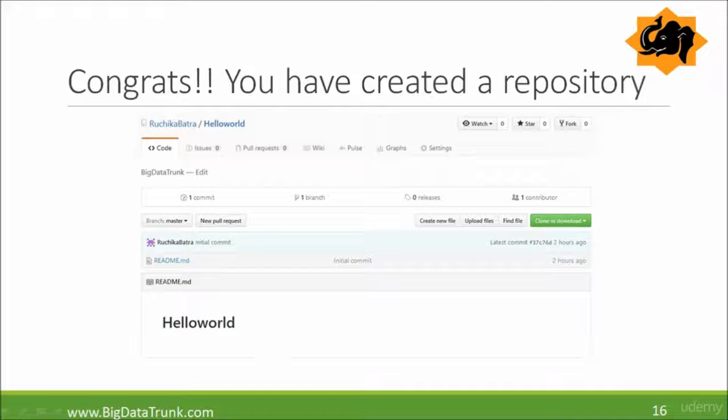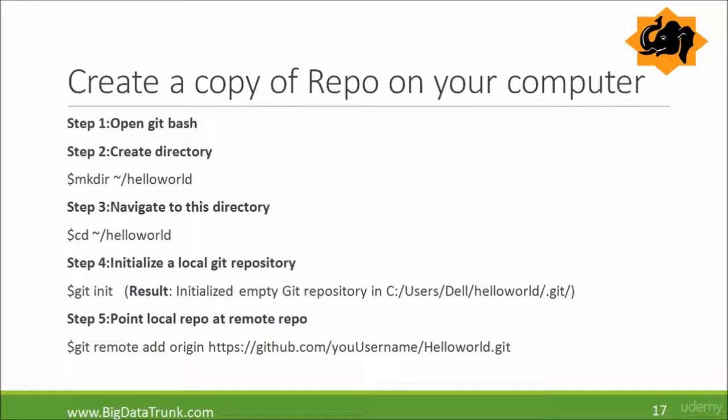After you have created a repository, next we want to create a copy of the repository, or a repo, on our computer. So the first step is to open Git Bash. We have talked about Git Bash in our last lectures. It's a command line environment. Now the next step is we'll create a directory. We'll create this directory using the mkdir command.